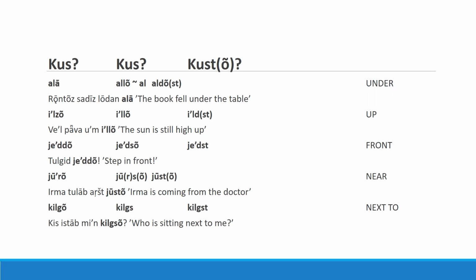And for example, the next one is jetzt, so for example, step in front of or something like this. So tulgid jette. For example, ma sin jetzt, I'm in front of you. And ma tuleb puu jetzt, for example, I'm coming from in front of the tree, so this direction again. And with juure, it's like near someone or at someone, or maybe at would be an even better translation. Or Irma tuleb arst juurde.